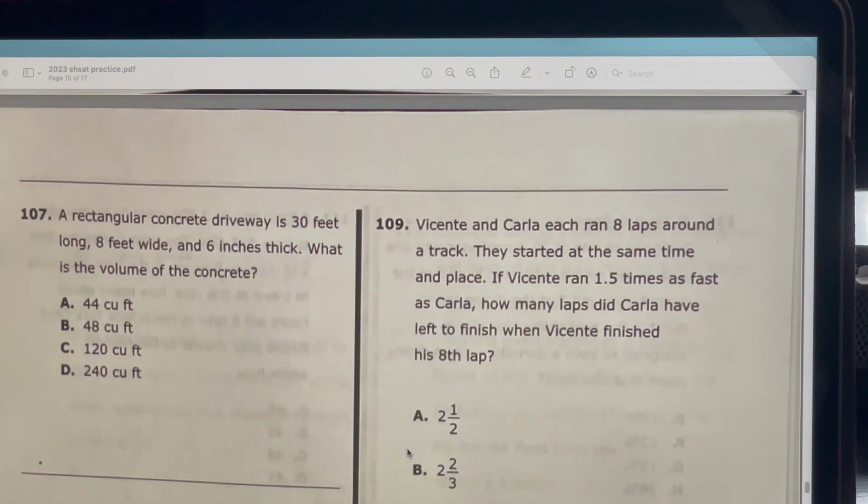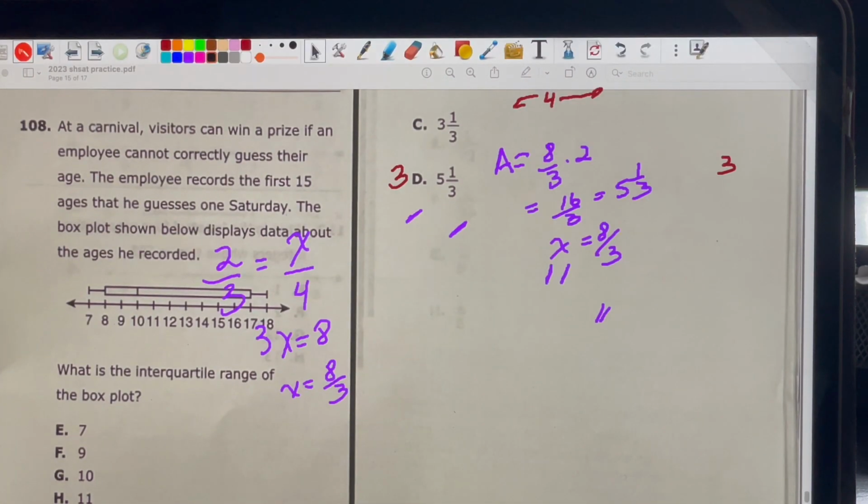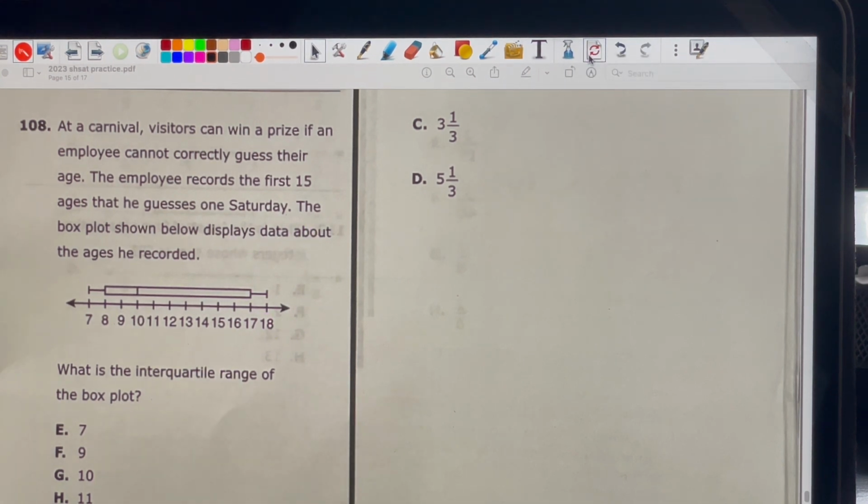Question 108. Oh, another box plot. So let's see. Carnival visitors can win a prize. The employee records 15 ages that he guesses one Saturday. The box plot shown below displays the data. What is the interquartile range? All right, that's easy. This right here is Q3. Right here is Q1. We have to subtract those two, so it'd be 17 minus 8, which gives us 9.